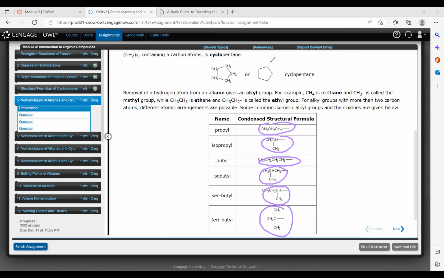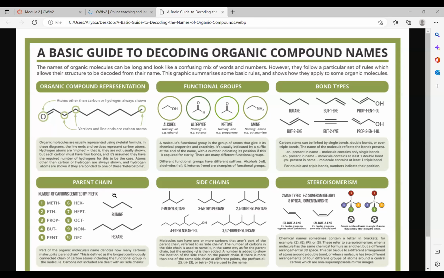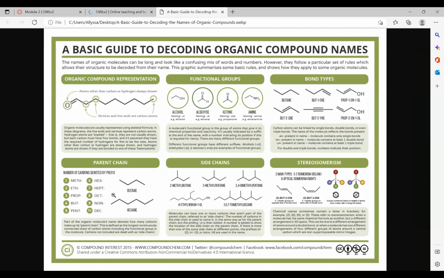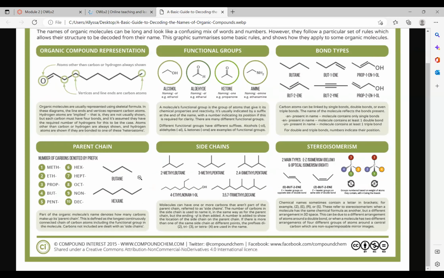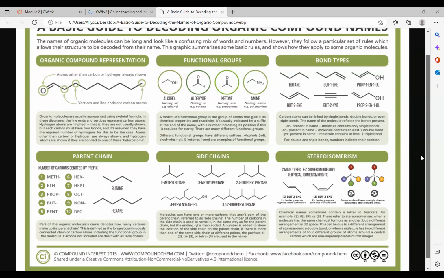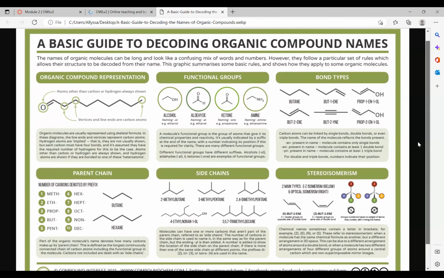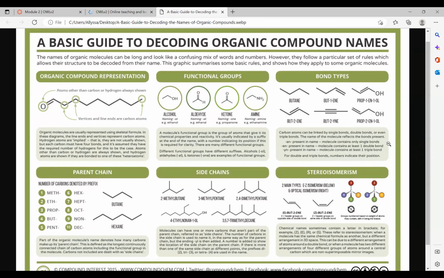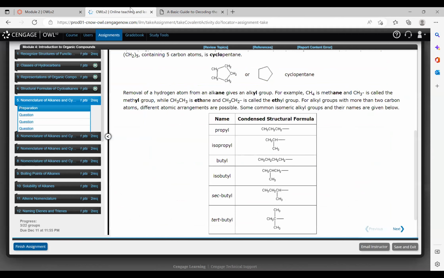And if you need some help with these, if you utilize this little basic decoding guide, they show you how to understand parent chains, side chains, and how to start to name them. I would really suggest using this. It will be helpful with the decoding and making sure it makes sense as to how we name them and what it looks like. And I hope it makes a little bit more sense.